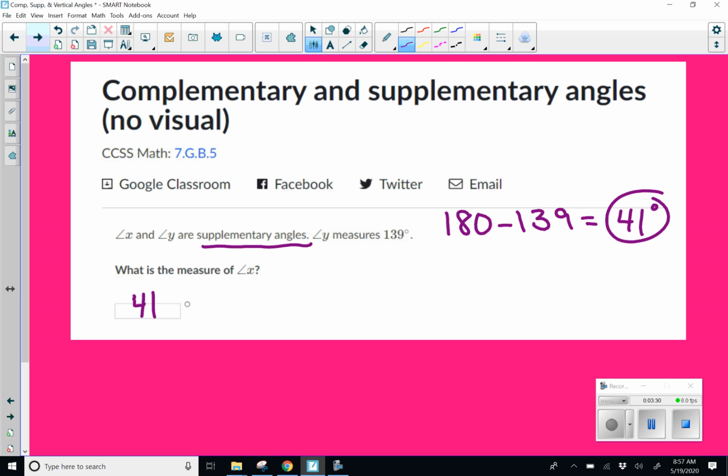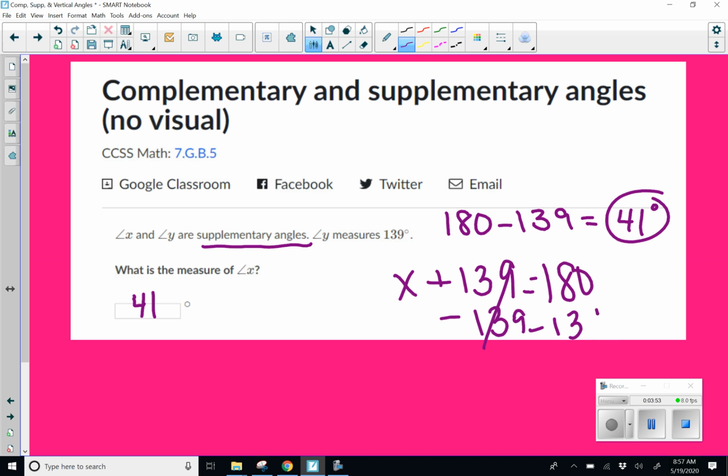Here they tell us that they are supplementary angles, so we know they add up to 180. If angle y measures 139 degrees, you can either subtract that from 180, or if we wanted to do it algebraically, I would do x plus 139 equals 180, and then to solve for x, we would subtract 139 on both sides, leaving us with x equals 41 degrees.